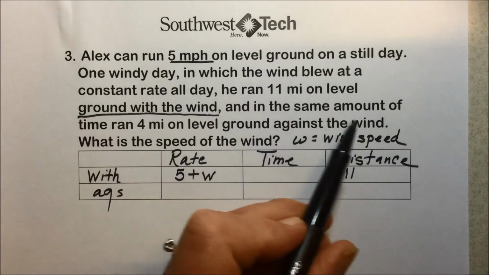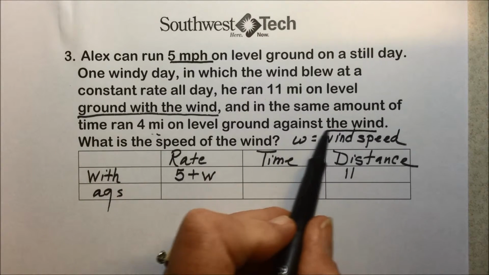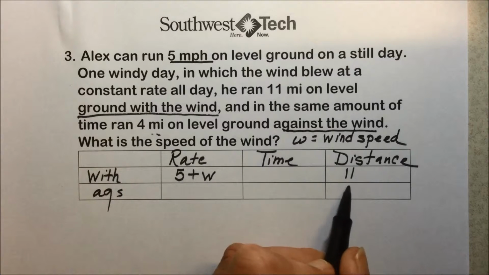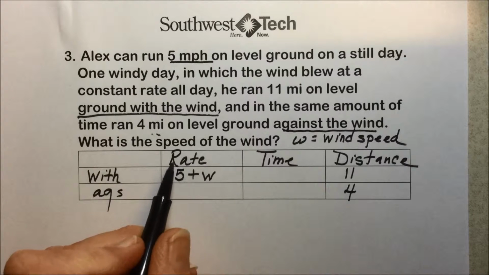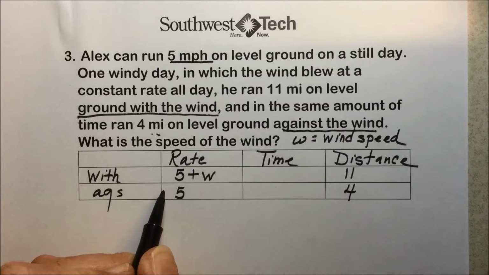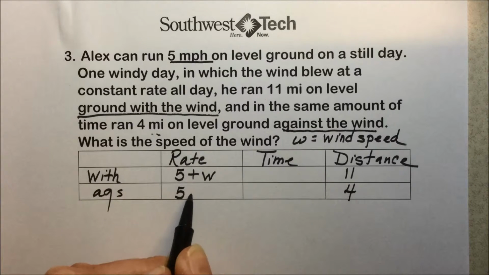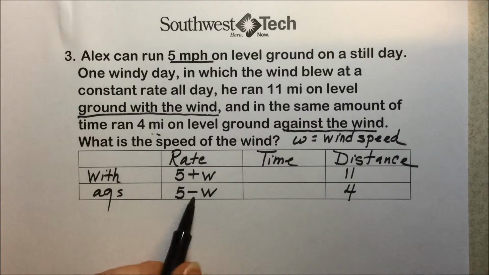It also tells us in the same amount of time, he ran 4 miles on level ground against the wind. So a distance of 4 miles against the wind, and what happens to his rate is his normal calm wind day, or no wind, is 5 miles per hour. When he's running against the wind, in other words, his return trip possibly is being slowed by the wind because he's encountering this headwind. We'll express that as 5 minus W.